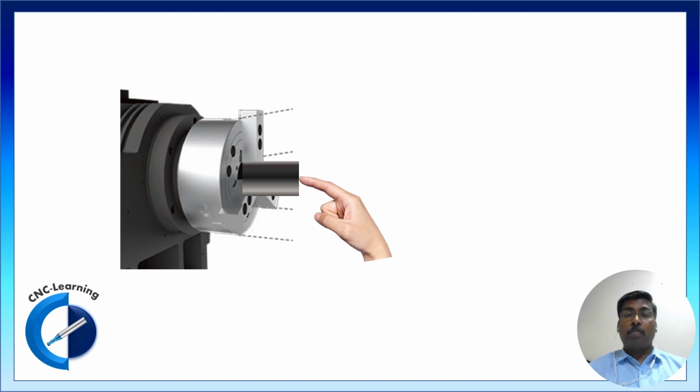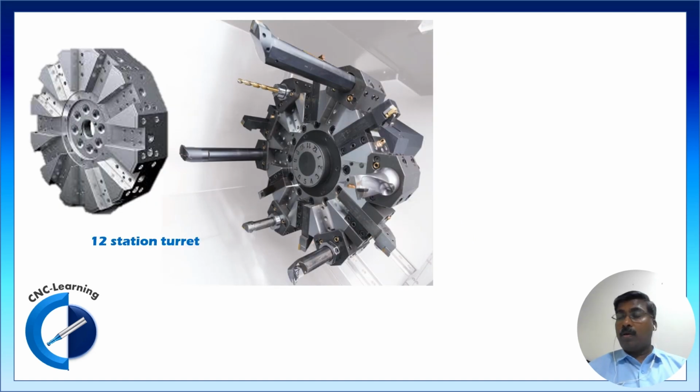So this is how the bar will go inside the chuck. Now let us have a look at the turret. This turret is a plain turret without any tool mounted onto it. It's a 12 station turret. The same kind of turret with fully loaded tools you can see here.